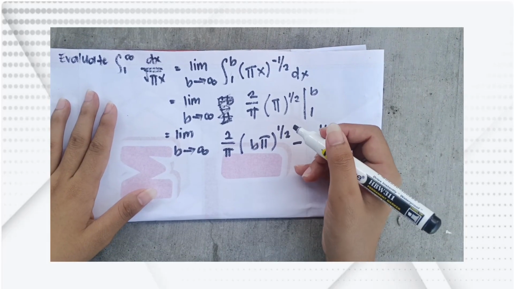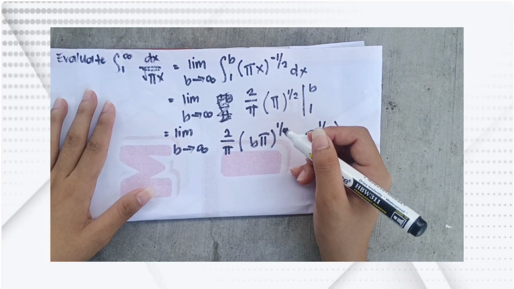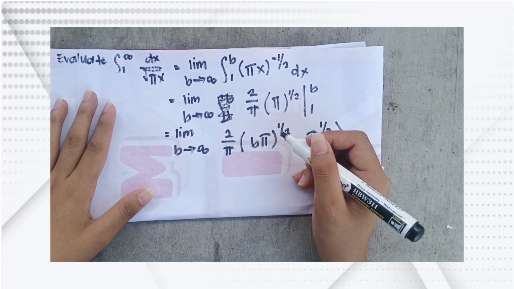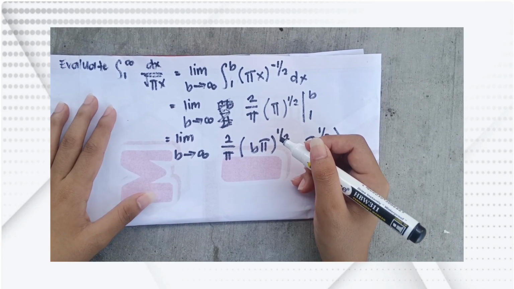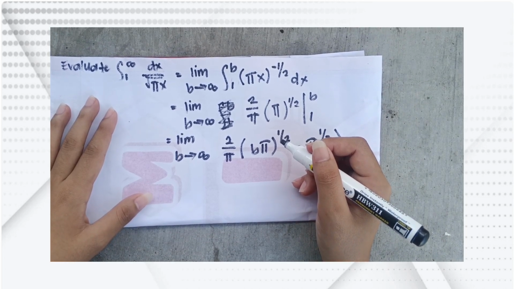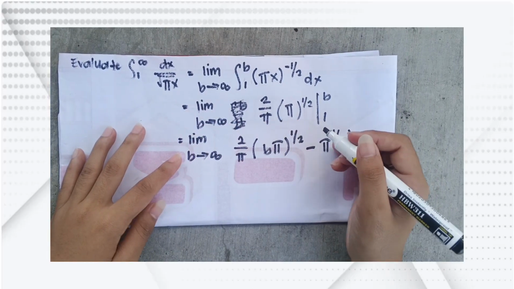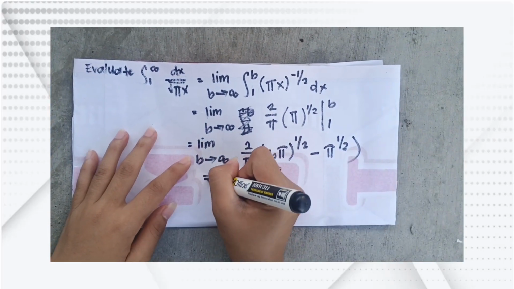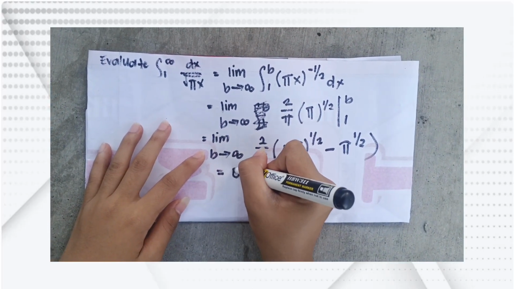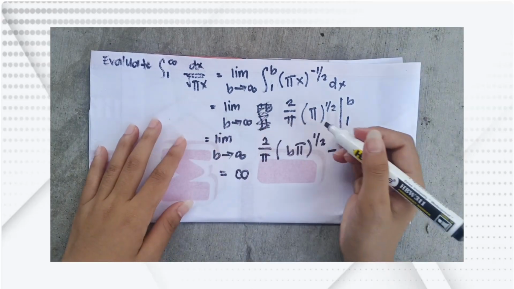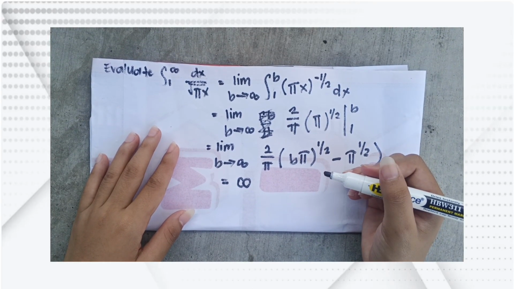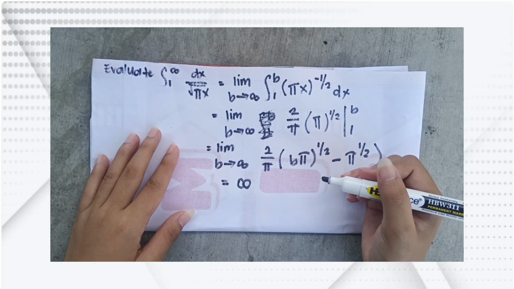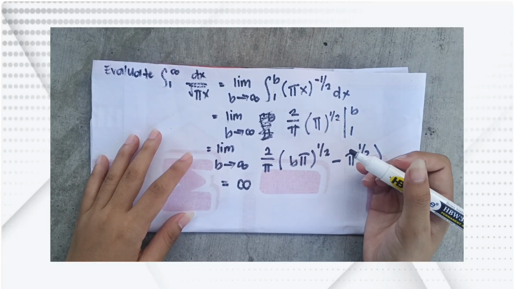Now, substitute the upper and lower limits of integration, 1 and b, into the antiderivative and subtract the result at the lower limit from the result at the upper limit. So, we have infinity. As b approaches infinity, the square root of pi b also approaches infinity, therefore the limit is infinity.